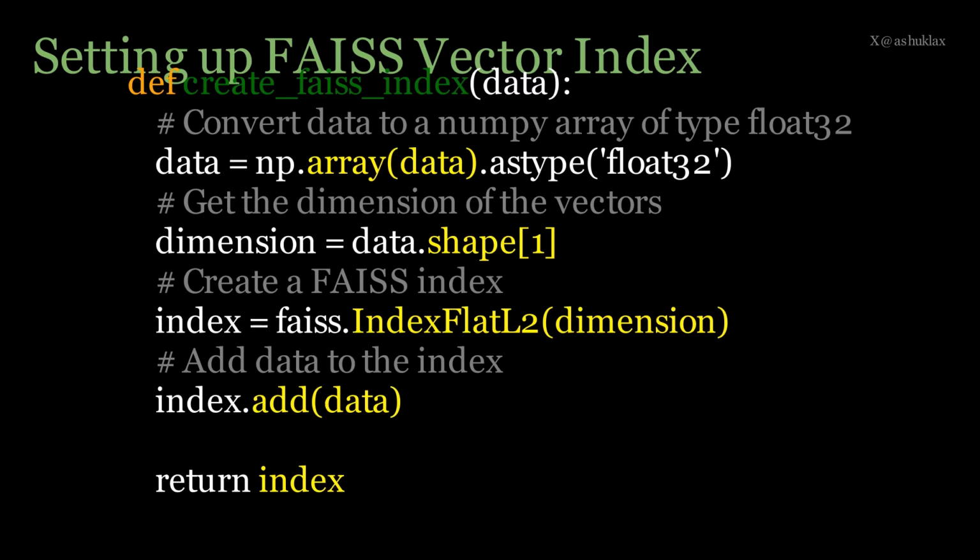So in summary, what we did is create a function which converts the input data to a numpy array of type float32. It determines the dimension of the vectors, then creates a FAISS index using the L2 distance metric, and finally adds the data to the index and returns the index you just created.